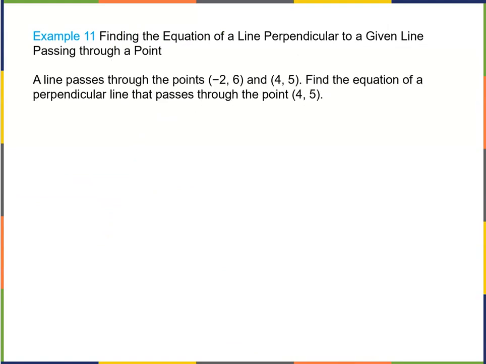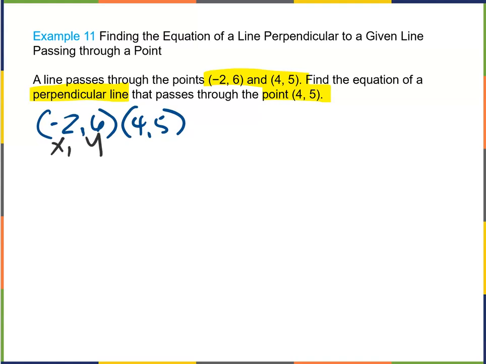Next example, finding the equation of the line perpendicular to a given line passing through a point. A line passes through the points (-2, 6) and (4, 5). Find the equation of the perpendicular line that passes through the point (4, 5). So now we have two given points, (-2, 6) and (4, 5). With this, we will be able to solve for our slope.